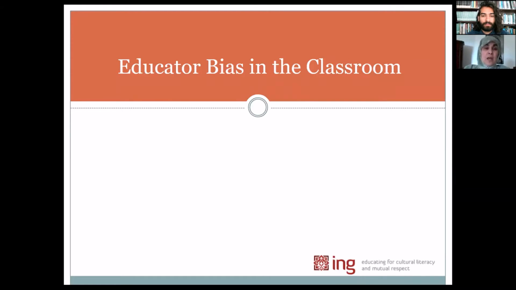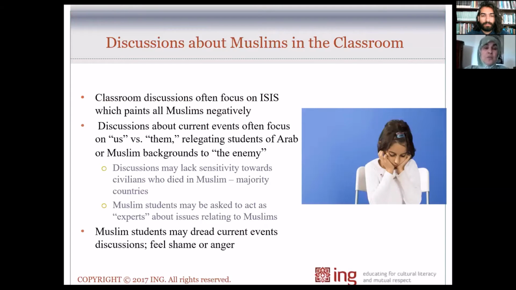Even more concerning than bullying by fellow classmates is educator bias in the classroom, as we alluded to previously. And specifically on the topic of discussions about Muslims in the classroom, this takes place in current events or history, when students may be asked to bring in an article about something that's happening in the news. And obviously with ISIS in the news and these discussions focusing on ISIS, that may paint all Muslims negatively if the teacher doesn't make it very clear that this is a fringe group and the majority of Muslims are very much against these kinds of actions.